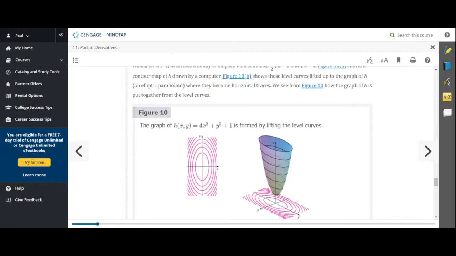What they have here is a graph in figure 10 of h of xy equals 4x squared plus y squared plus 1. So they've drawn this paraboloid, but the paraboloid is lifted 1 unit up from the origin. You can see that in figure 10.